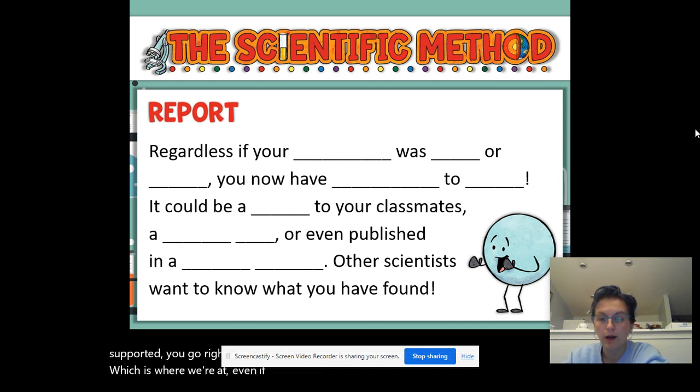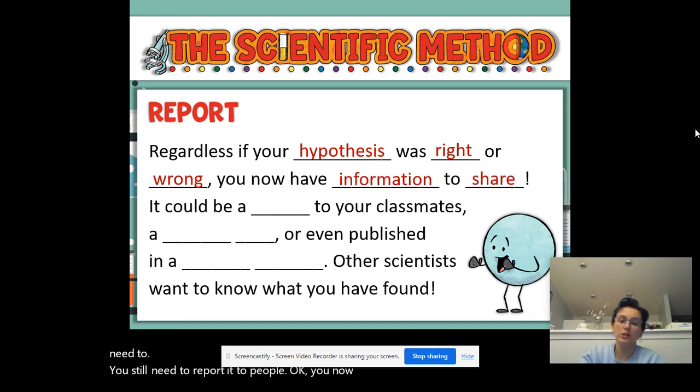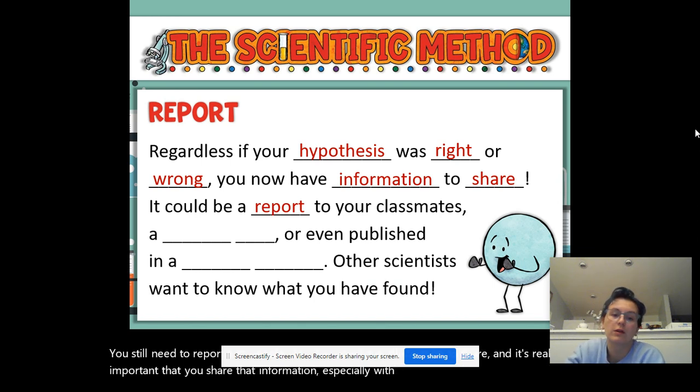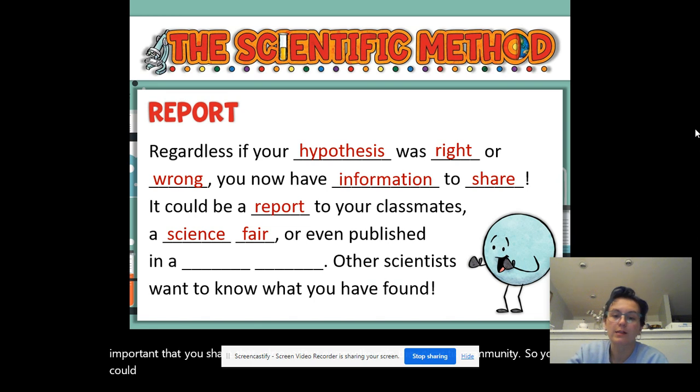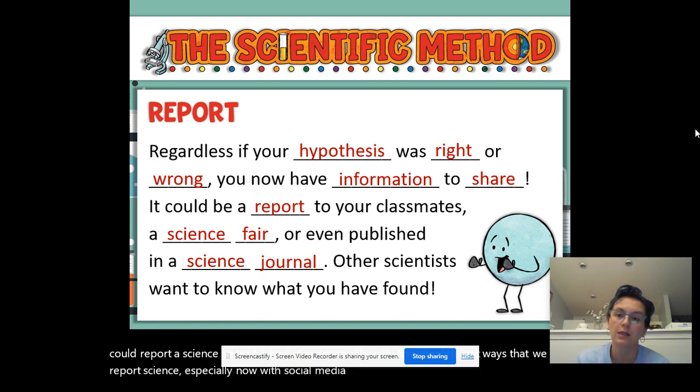Even if the hypothesis is not supported, you still need to report it to people. Okay. You now have information to share, and it's really important that you share that information, especially with the scientific community. So you could report at a science fair, publish in a journal. There's so many different ways that we can report science, especially now with social media being at the height. How many of you have been on TikTok and seen something interesting? All right. Social media has revolutionized how science is distributed to the world.